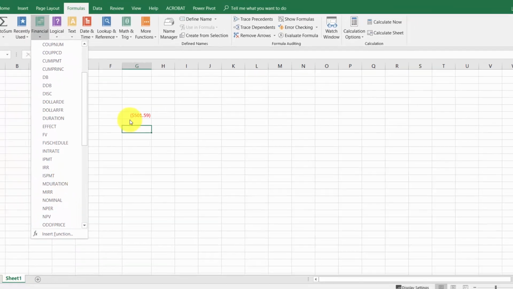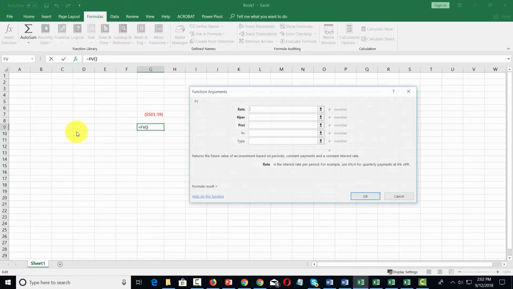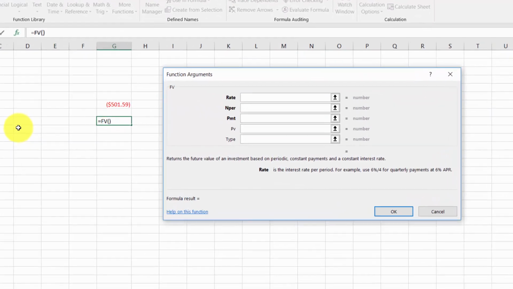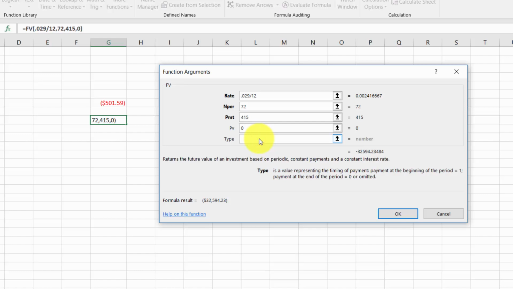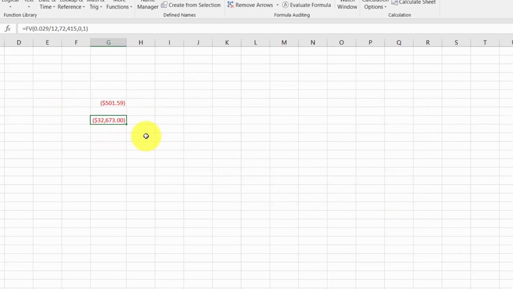Another common formula to look at would be the future value, which is almost the reverse. So basically, if we knew that the rate of return that we're going to be getting is going to be 2.9%, and we knew we can make a monthly payment for the next 6 years, we would write in 72, and we would make a payment of $415. If we assume that we are starting at 0, and that we're making the payment at the beginning of the period, we can then click OK to determine what our payment would be worth in the future.